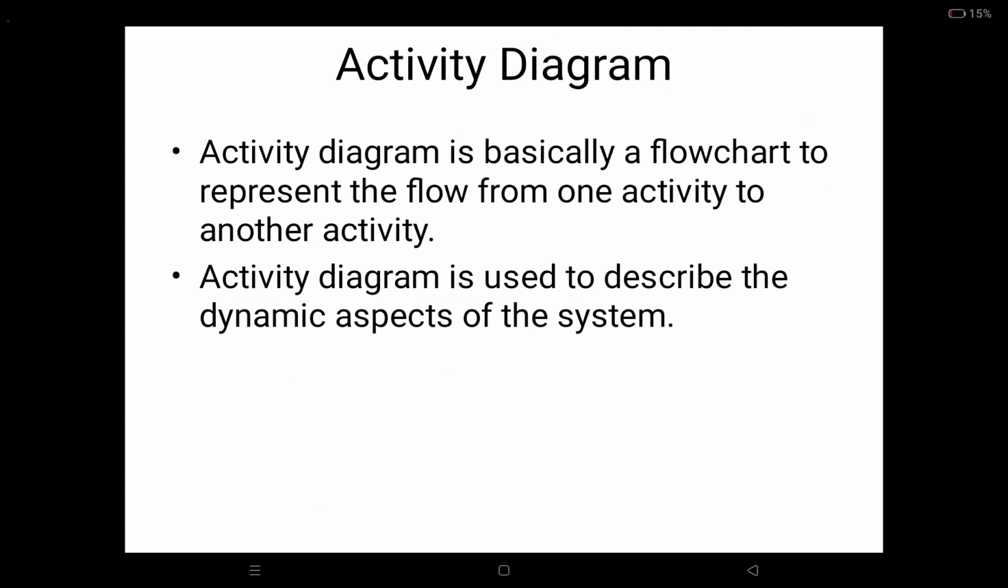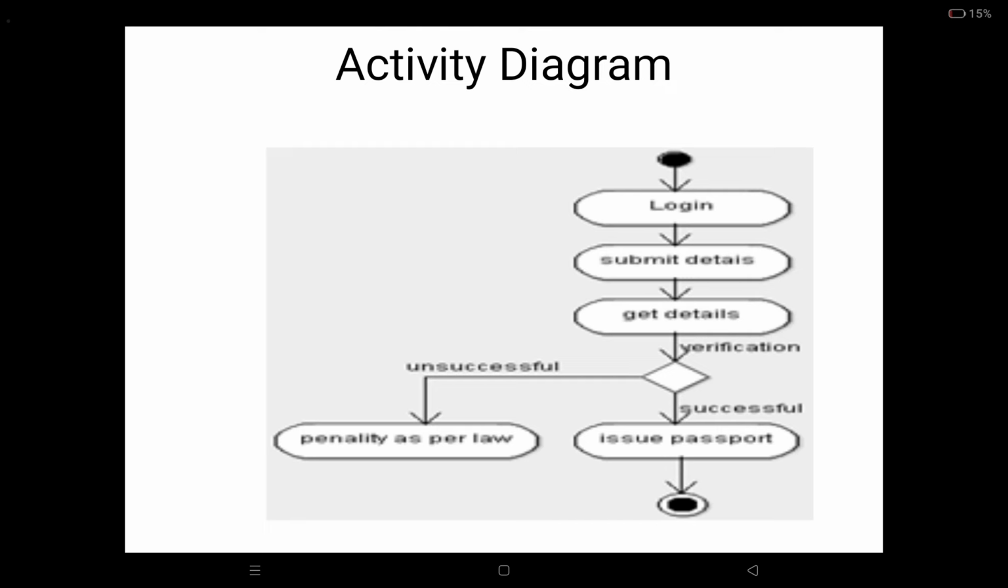Next diagram is called the activity diagram. This activity diagram also comes under the category of dynamic view, that is, behavioral diagram. What does activity diagram mean? It's a flow chart to represent the flow from one activity to another activity. It's mainly used to describe the dynamic aspect of the system. This is very important because the activity diagram comes under the dynamic view. It simply shows the flow, that's all: flow from one activity to another activity.